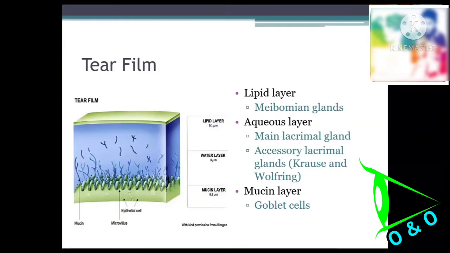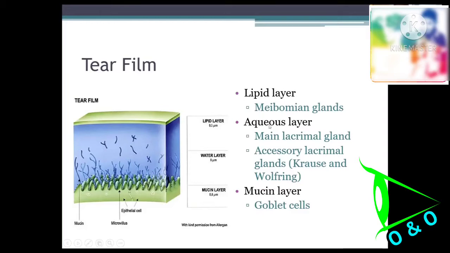Next we're going to talk about the layers of the tear film, and there are 3 layers to this. Starting from the bottom up, the bottom layer is the mucin layer, which is produced by the goblet cells. The mucin layer is important because it's what makes the tear film stick to the ocular surface. These mucins stick to microvilli of the epithelial cells. So it's very important in maintaining a good tear film.